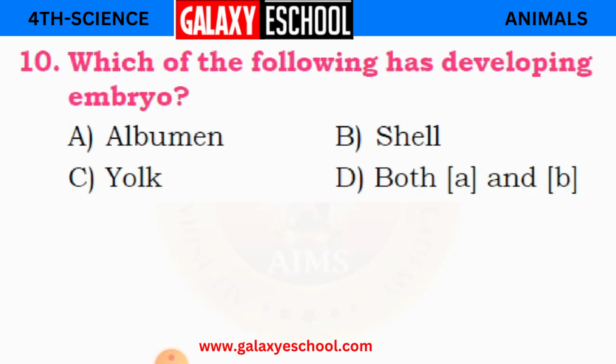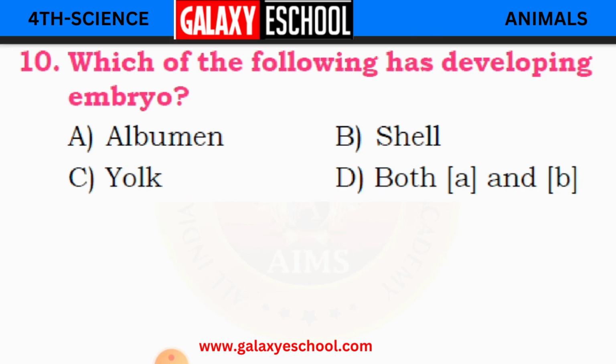Which of the following has developing embryo? Which of the following has developing embryo? What is embryo, children? It is inside the egg. And where is it? That we have to identify here. Whether it is albumen, whether it is shell, whether it is yolk, or whether both A and B, that is albumen and shell. Where does the embryo develop?